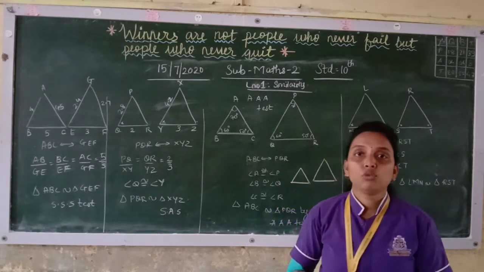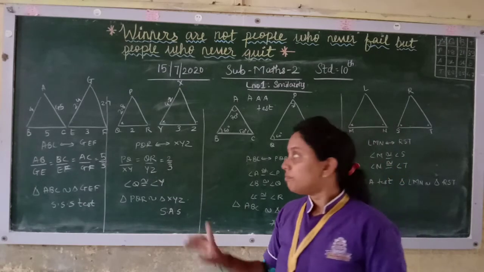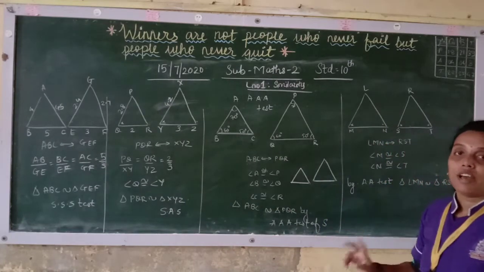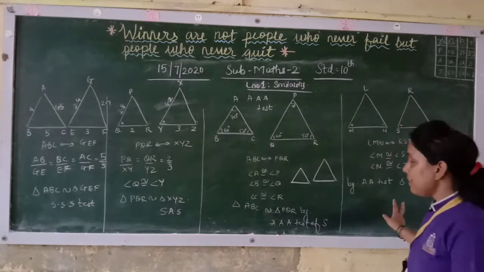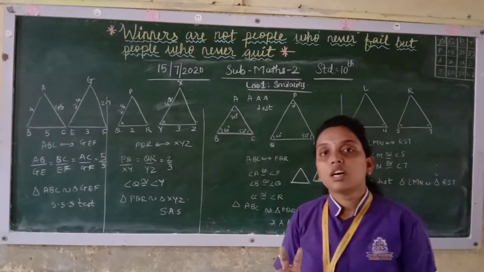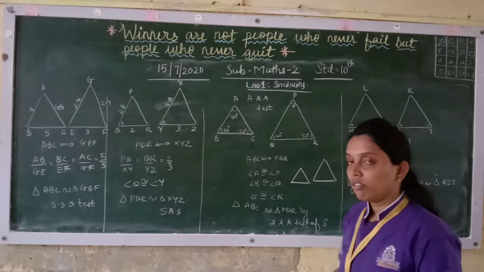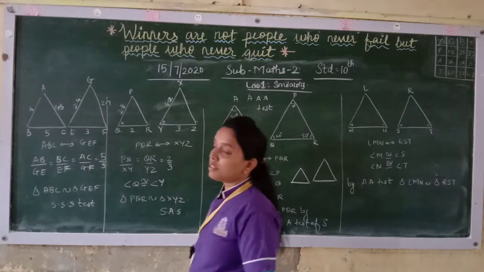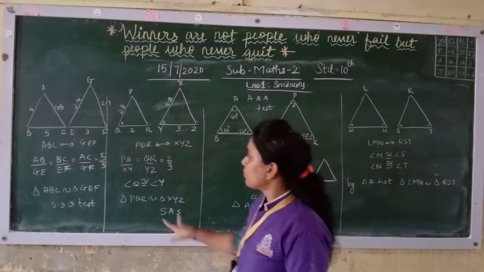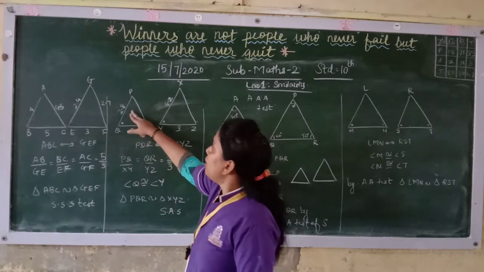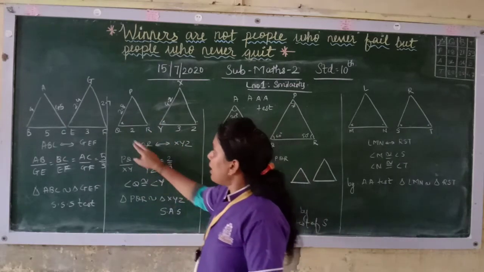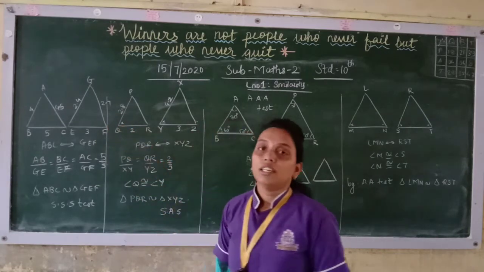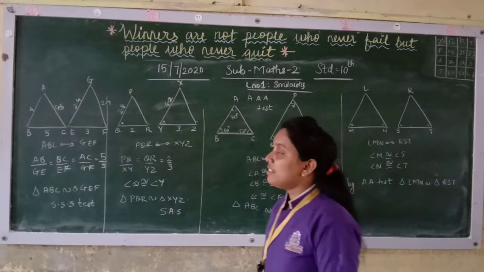So the first one was AAA, the angle test of similarity. In that case you have to show all the three angles are congruent. Second, in the AA test, you have to show two corresponding angles are congruent to each other in the two triangles. Then we have the SAS test of similarity. In this you will find one angle is congruent and two sides are in proportion, and that angle will lie between the two sides. That is why it is the SAS test of similarity. But the sides should be in proportion.